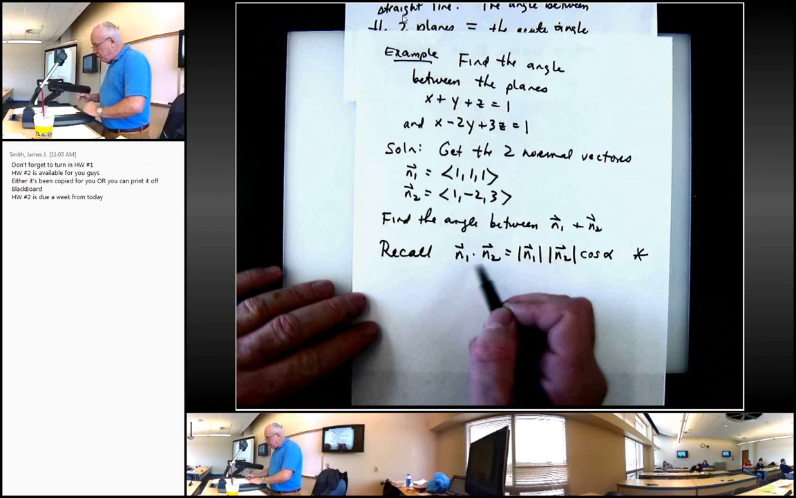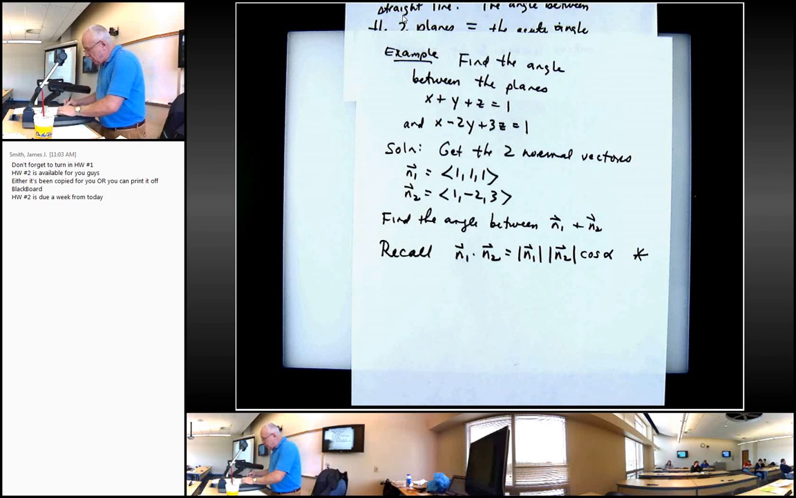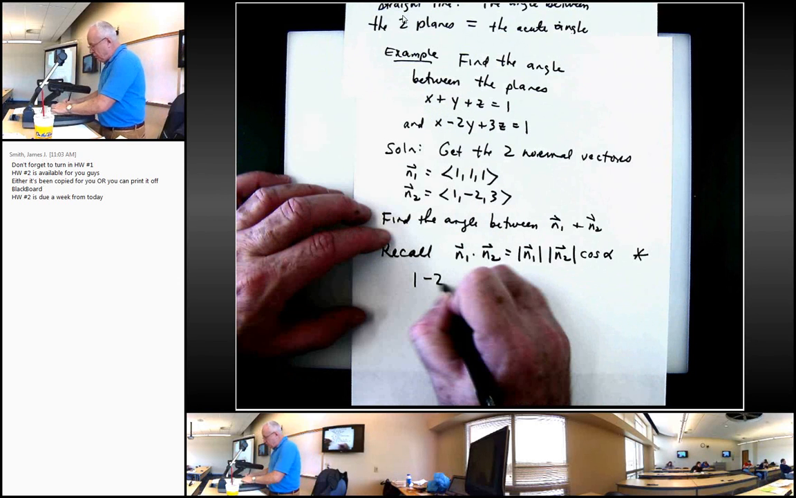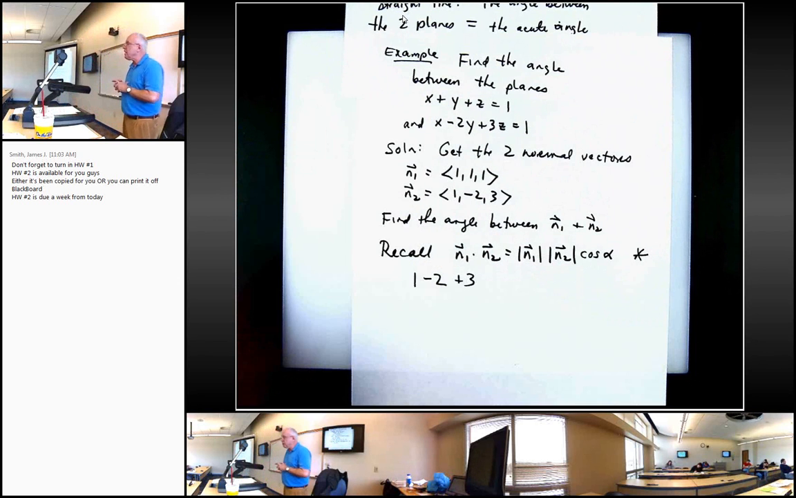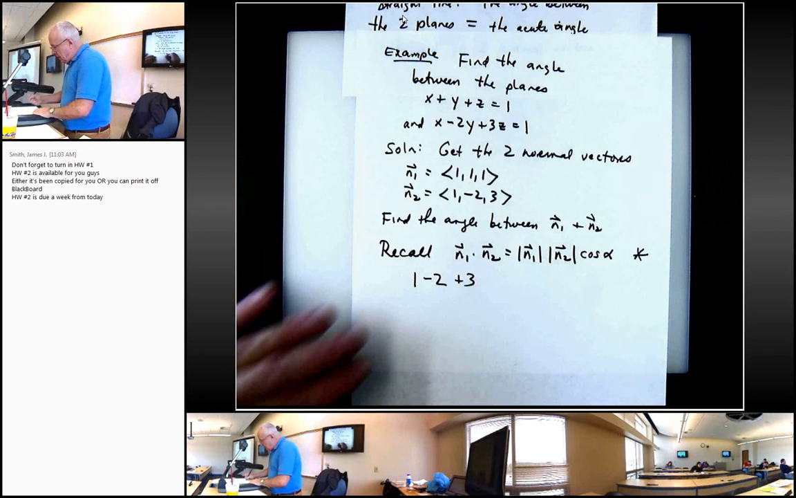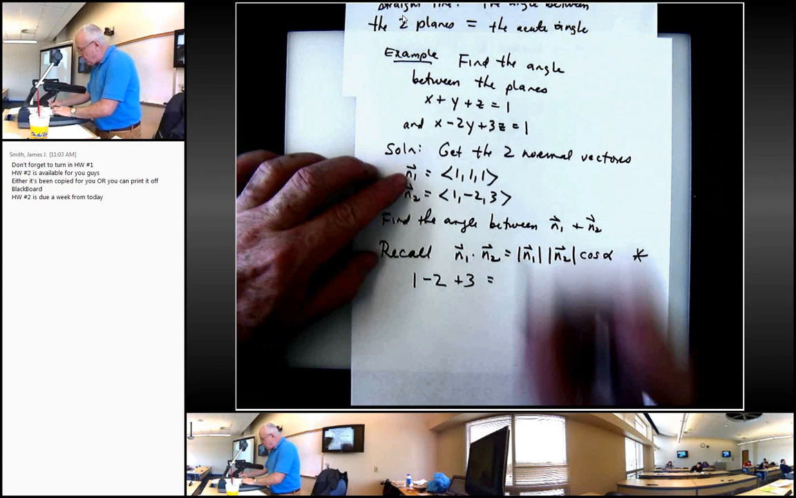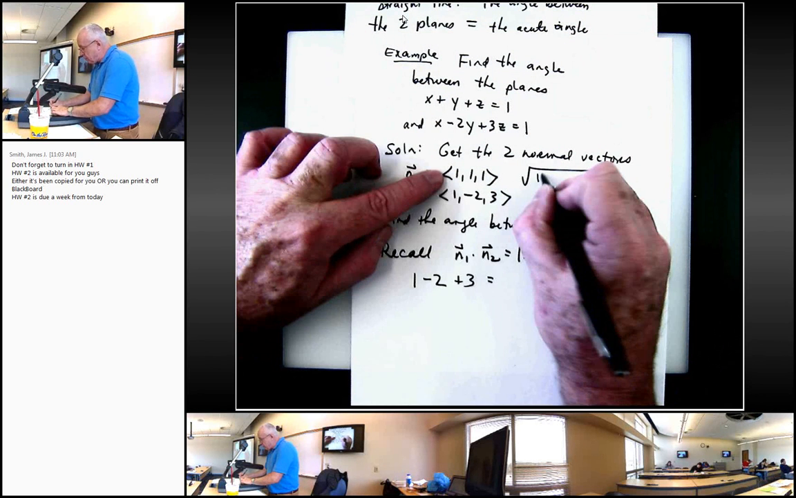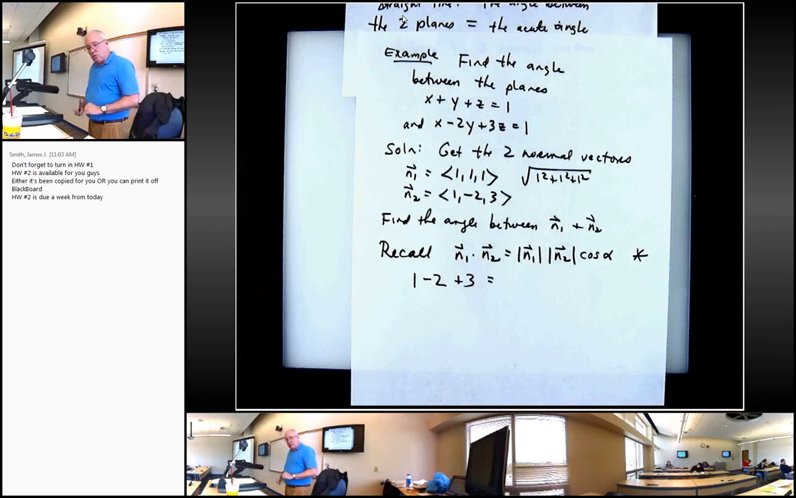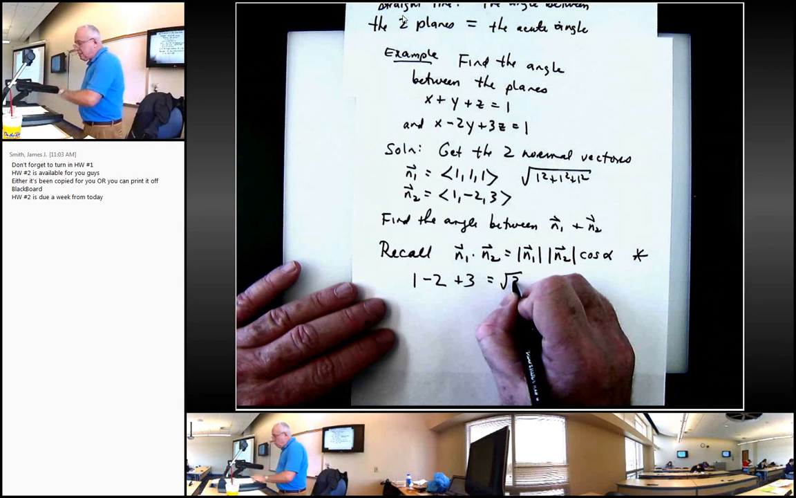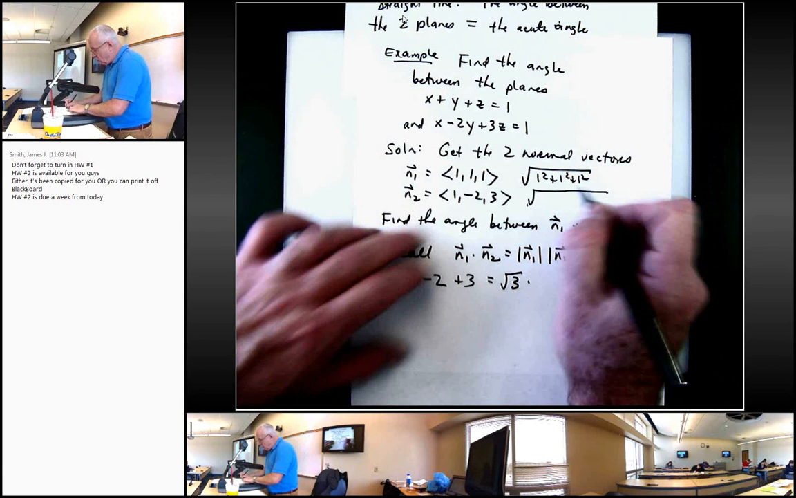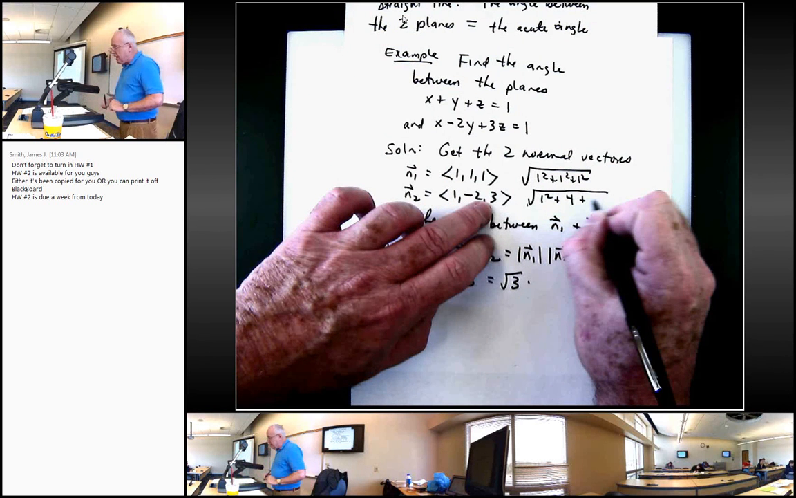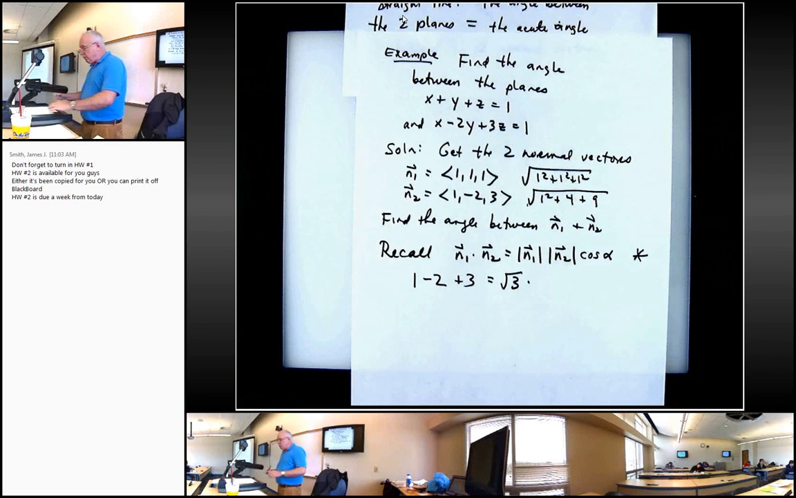Let's do the left-hand side here, the dot product. That's going to give us 1 times 1, 1 times minus 2, 3 times 1. Now, what's the magnitude of n1? That's the square root of the sum of the squares: 1 squared plus 1 squared plus 1 squared, the square root of 3. What's the magnitude of n2? 1 squared plus minus 2 squared is 4, 3 squared is 9, so that adds up to the square root of 14.